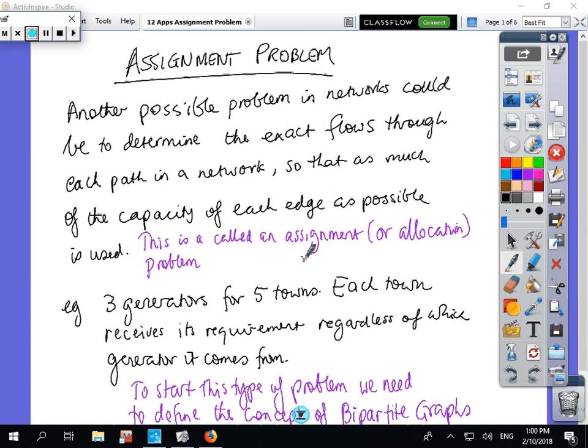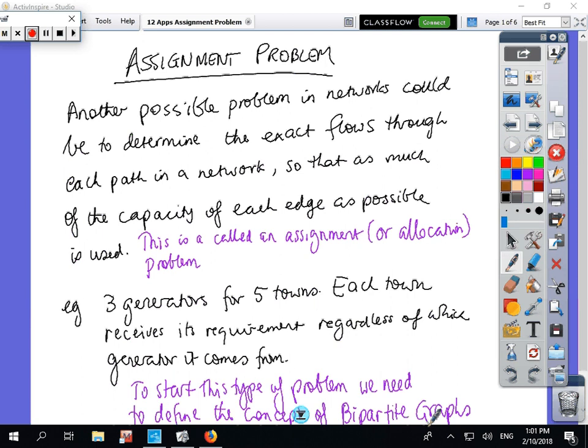Okay, so despite what the topic is, this is not an assignment. It's just what this part of the topic is called. It's called assignments. Another possible problem in networks could be to determine the exact flows through each path in the network, so that as much of the capacity of each edge as possible is used. This type of problem is called an assignment or an allocation problem.